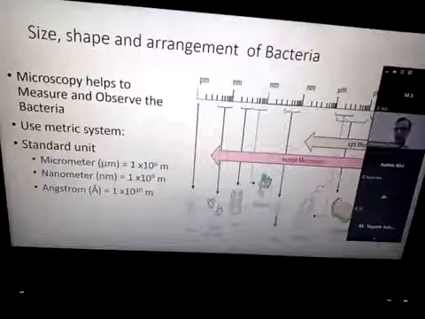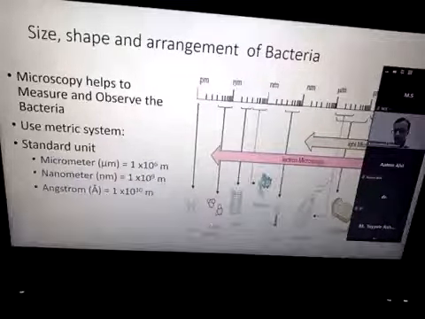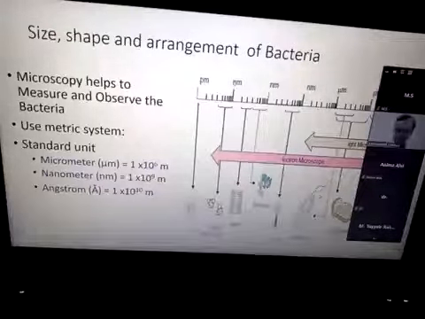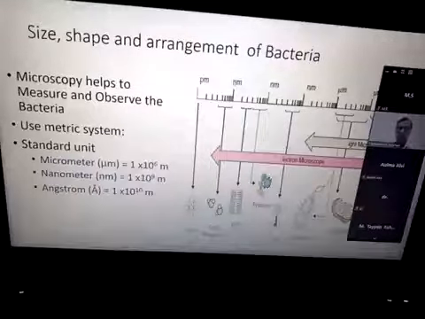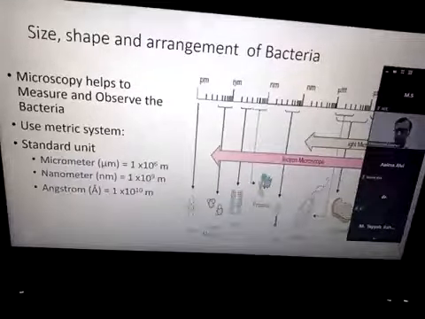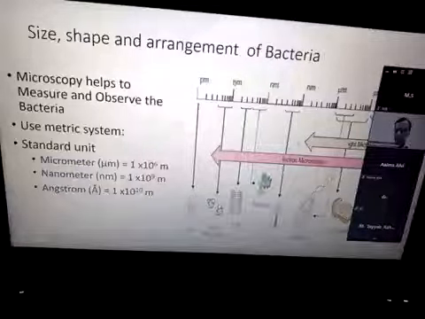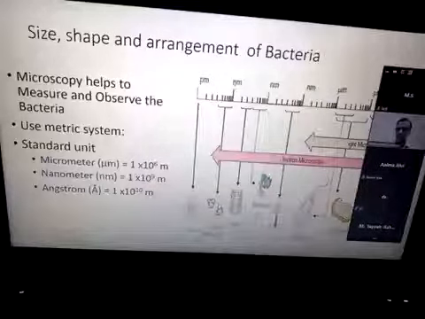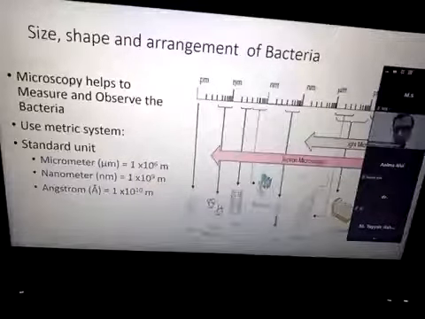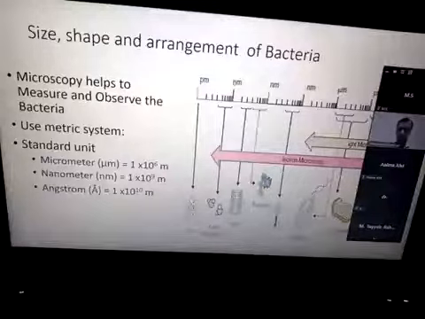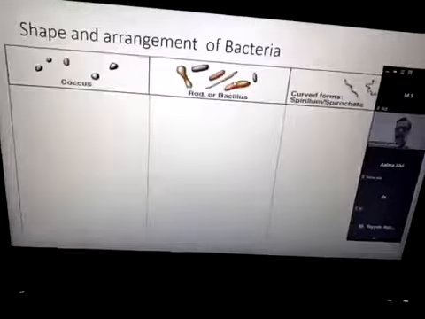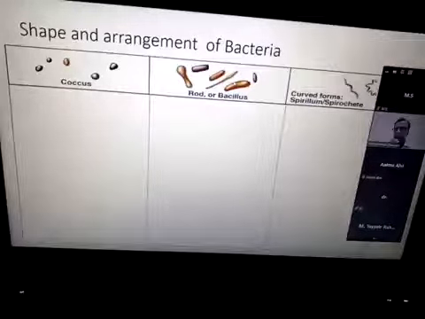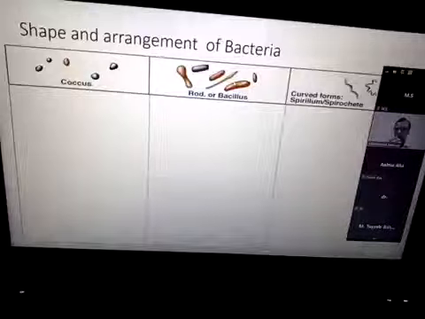So when we look under the light microscope, we cannot see the organelles, but we can see the large structure of the bacteria. We can see the shape of the bacteria. So these shapes are very important to classify the bacteria, like we will see in the next slide. The shape and the arrangement of the bacteria are very important to classify them from a clinical perspective. So when we see the bacteria under the microscope, we can see the shape and the arrangement.